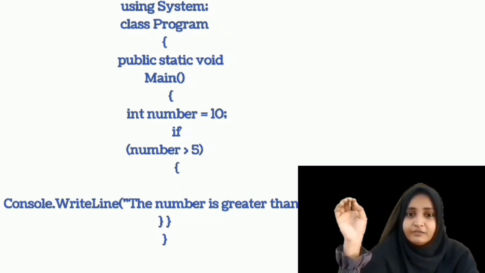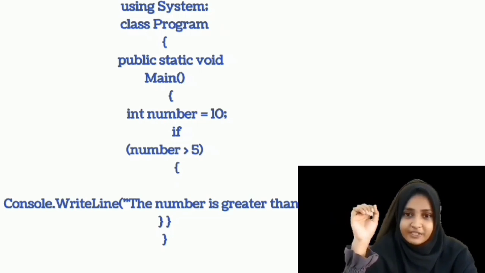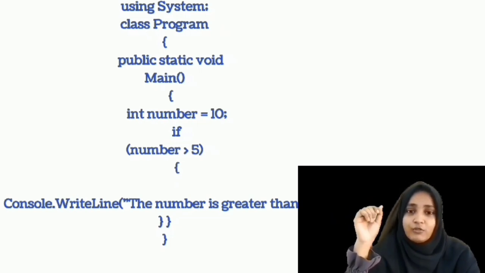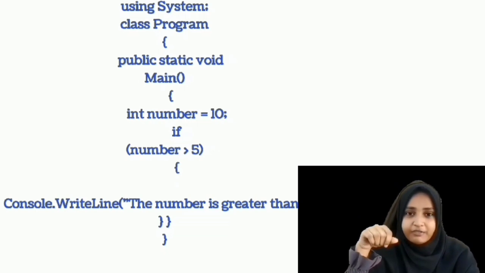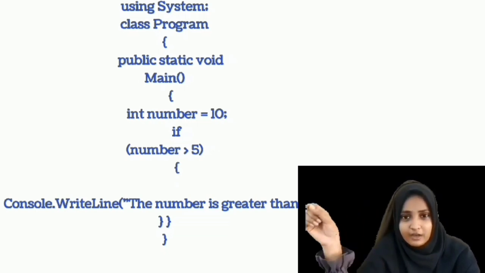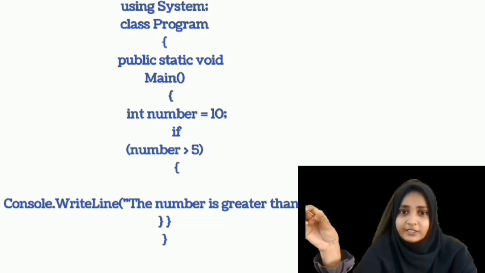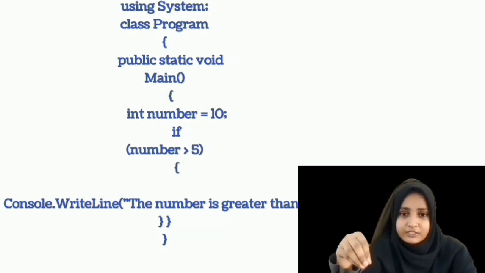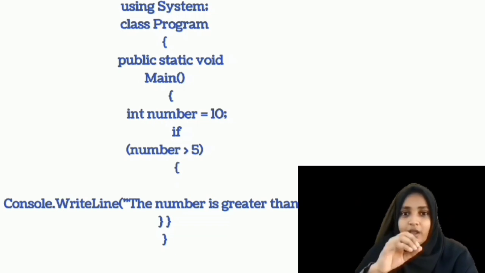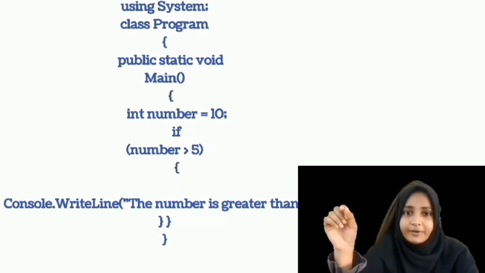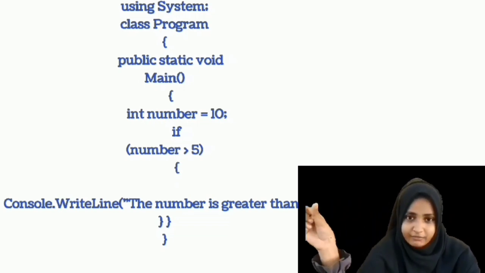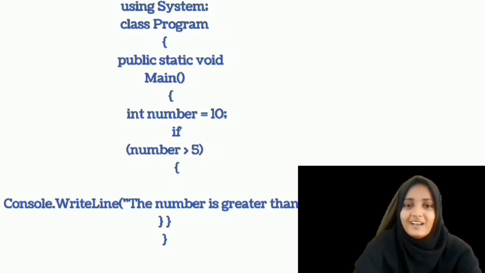In the if statement, we are checking whether number is greater than 5. As you know, in the number variable we have stored the value 10, which is greater than 5. So the condition is true and the body of the if statement gets executed. And in the console, "number is greater than 5" will be printed.